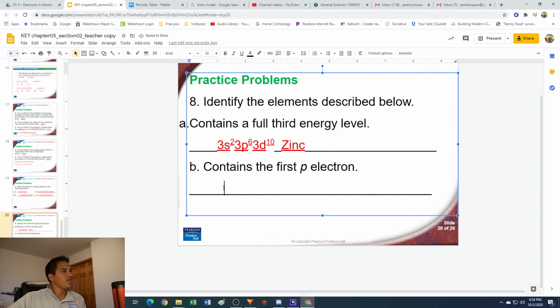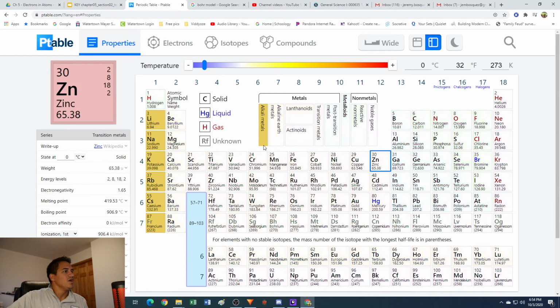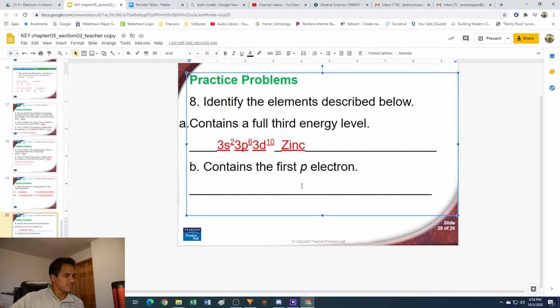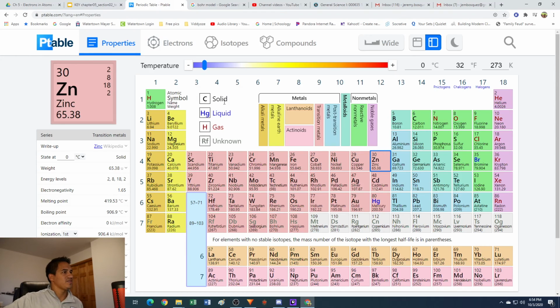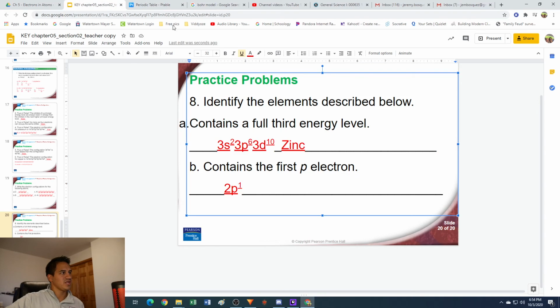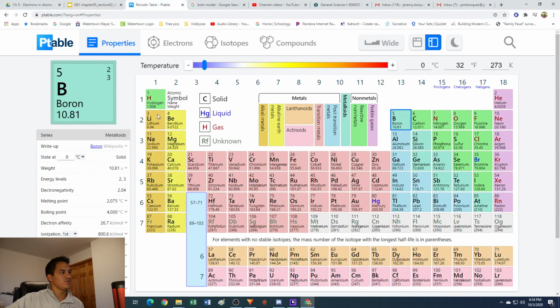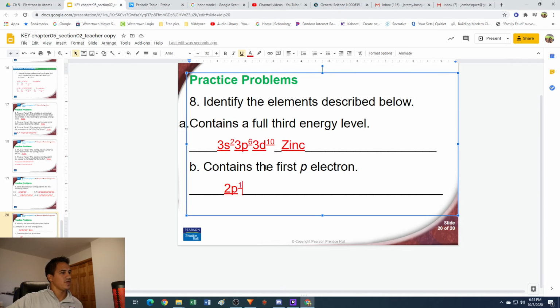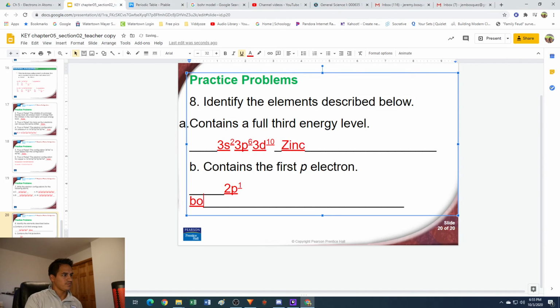All right, letter B: contains the first p electron. For this one, it's the first element that has the first electron in a p block. And the p block first appears in the second row because there is no 1p. So it's going to end in 2p1. It would be boron, because that's the first element in the p block in the second row, and it's the first one with an electron there. First p electron, so it's going to be boron, so it'll be 1s2, 2s2, and then 2p1. So this is boron.